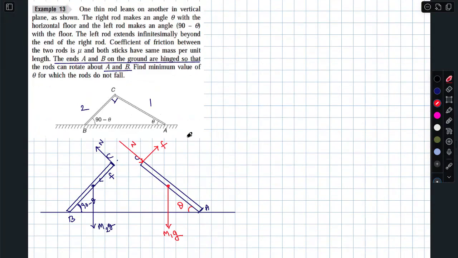The ends A and B on the ground are hinged so that the rods can rotate about A and B. Find the minimum value of theta for which the rods do not fall.